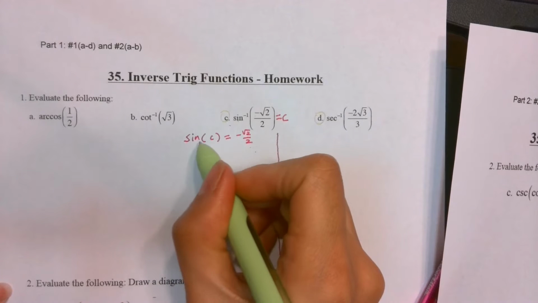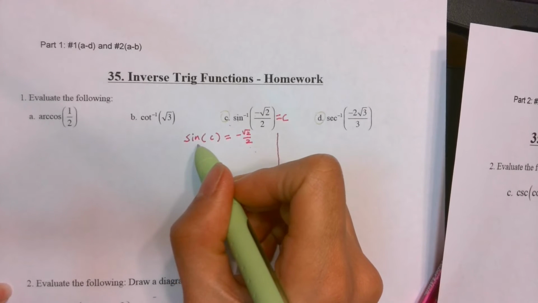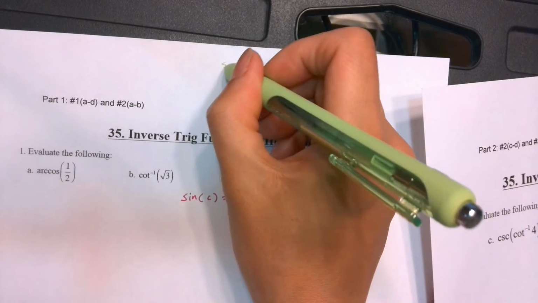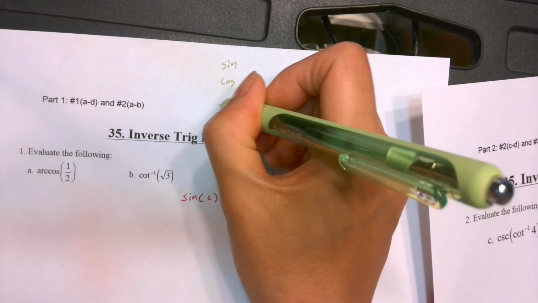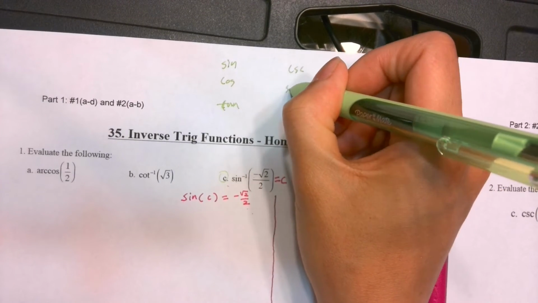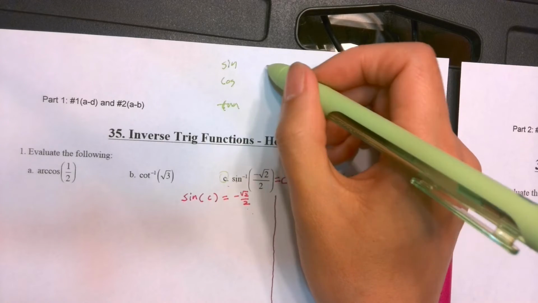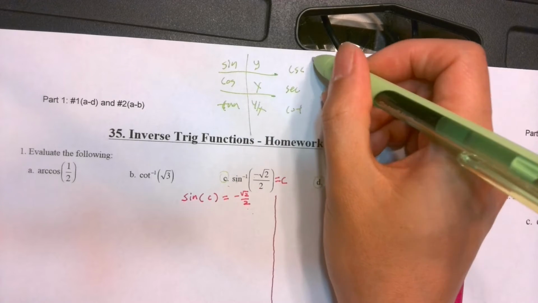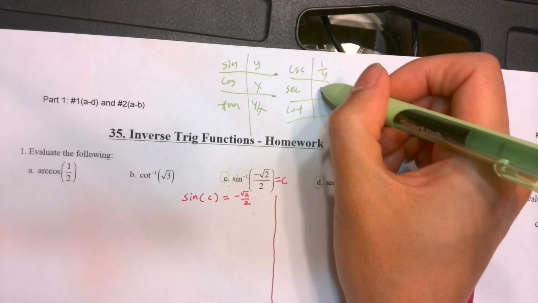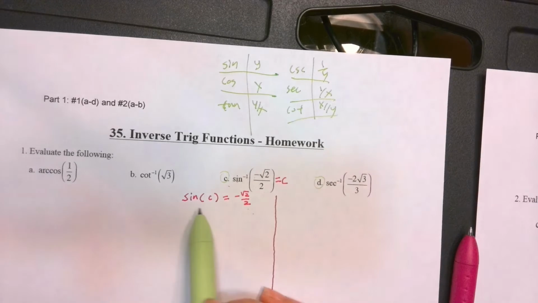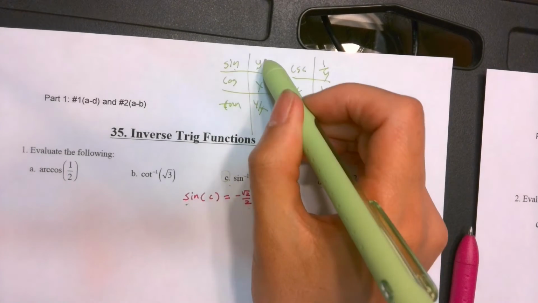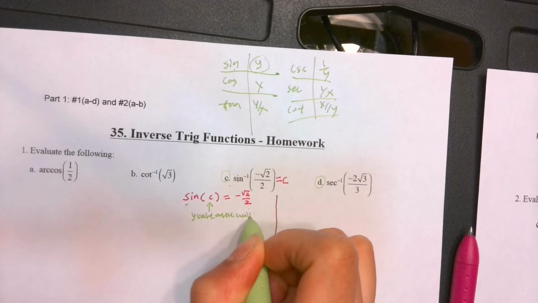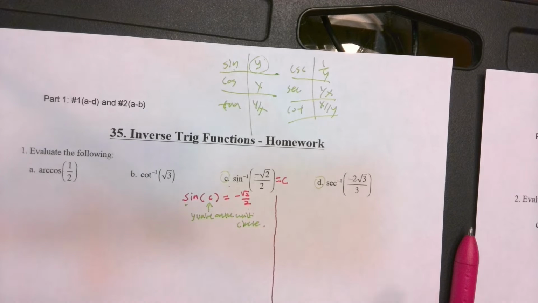All right. So how do you find the C? Well, you have to remember how do you find the sine value on the unit circle? So let's just review a little bit. Sine, cosine, tangent, cosecant, secant, cotangent. How do you find the sine value? We look at the y value in the unit circle. Cosine, x value, tangent, y over x, and these are all the reciprocals of that: 1 over y, 1 over x, x over y. So since we're looking for the sine value, we are looking at the y value on the unit circle. All right, that's one thing you need to remember.